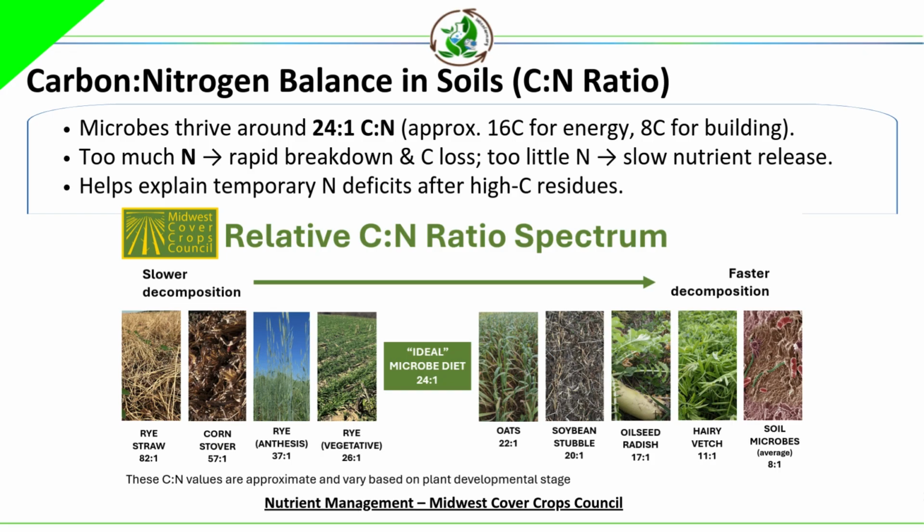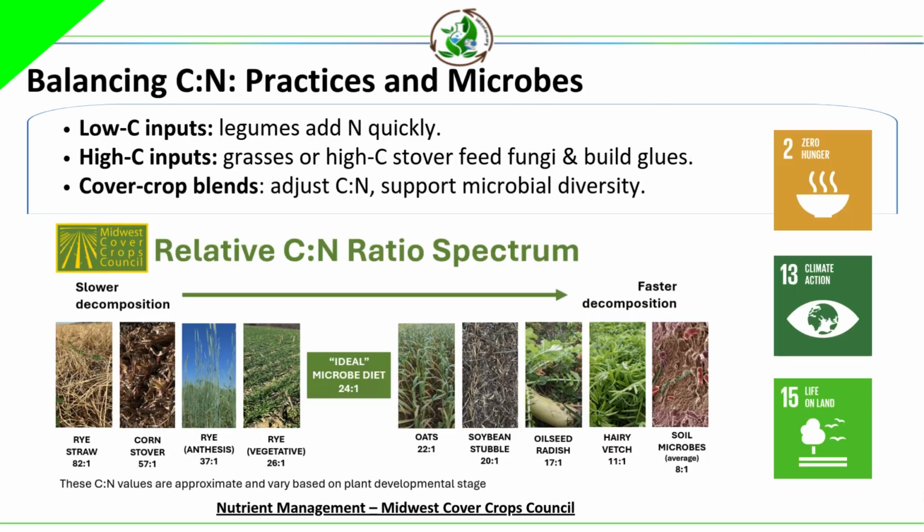Understanding C to N helps us choose amendments. Legumes with low C to N give a quickened boost. Wood chips with high C to N build structure slowly. Managing residues in the right mix keeps nutrients steady. Not all organic inputs are equal. Some decompose fast and feed plants quickly. Others decompose slow and build soil for the long term.